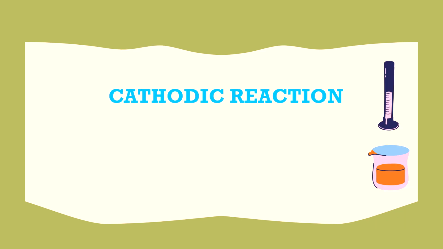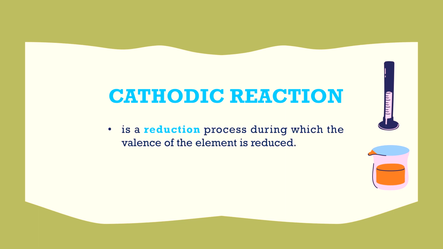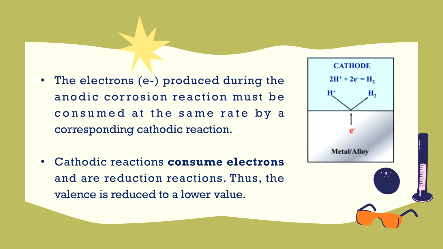Now let us proceed with the cathodic reaction. A cathodic reaction is a reduction process during which the valence of the species is reduced. As the valence of the element is reduced, the electrons from the anodic reaction are consumed in the cathodic reaction. Thus, there is a gain of electrons. The electrons produced during the anodic corrosion reaction must be consumed at the same rate by a corresponding cathodic reaction. Cathodic reactions consume electrons and are reduction reactions. Thus, the valence is reduced to a lower value. From the image representation at the right side, we can imply that, as the metal or alloy consumes electrons, the electrons will flow to the metal or alloy, gained by hydrogen and water, to form hydrogen gas at the cathode.